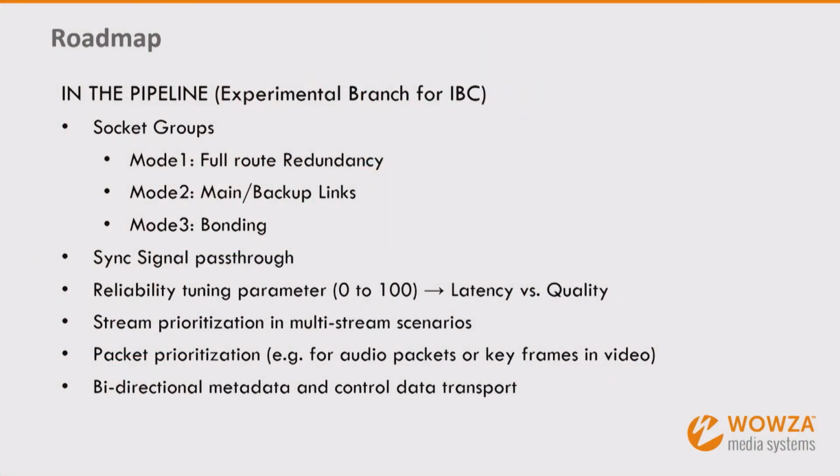You can now prioritize the streams in the multi-stream scenario we discussed earlier, so that if you have a high value stream among the 4 or 5 streams you're sending over a port, you can give that one prioritization to arrive. And even down to the packet level, you'll now be able to prioritize packets, and tag a packet with a higher priority, whether that's a keyframe or if you want to make sure the audio always gets through. And enhancements to the bidirectional metadata and control data as well for a better metadata experience end to end.